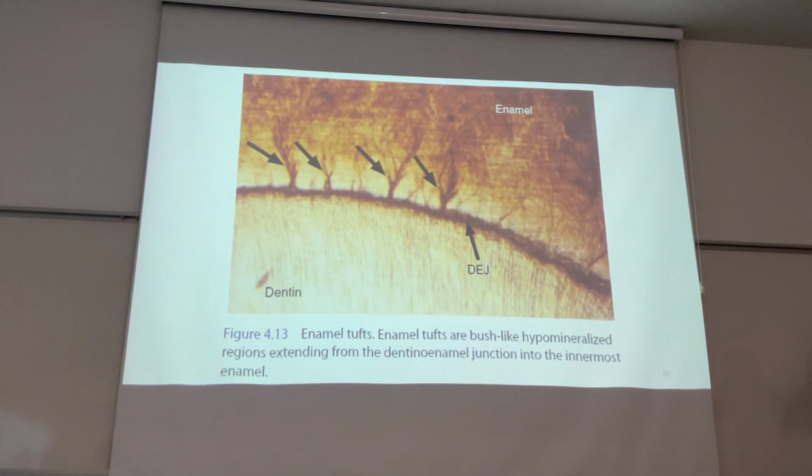The other structures which can be present in the enamel are the enamel tufts. Enamel tufts are connected with the dentin enamel junction and branch into the inner side of the enamel. Here you can see this structure is our enamel tufts present in the structure of enamel.